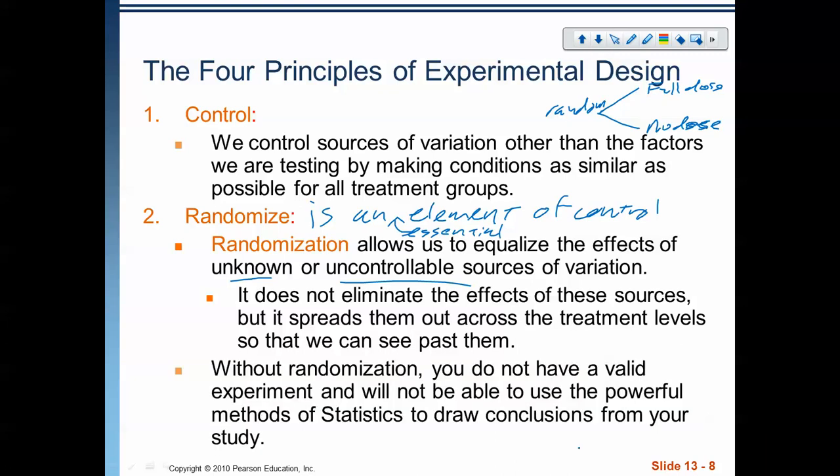Without randomization, you don't have a valid experiment, and you will not be able to use these methods of statistics to draw conclusions from our study. Basically, if you don't have randomization in your experiment, what you have done is useless. Okay, you have no basis to say anything about your subject if you don't randomly assign people to treatments. Can't do it.